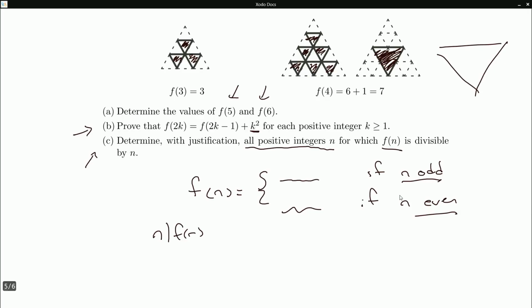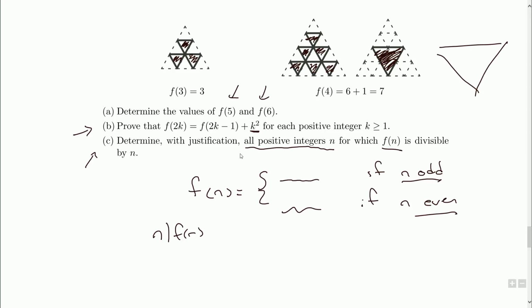Okay. So C part, just to remind ourselves what's going on with C part: determine with justification all positive integers n for which f of n is divisible by n. Now we can already see there is one that does that. It's f of 3 is 3. Are there more? And do I want to get some sort of formula for f of n? Can I get some sort of formula for f of n?